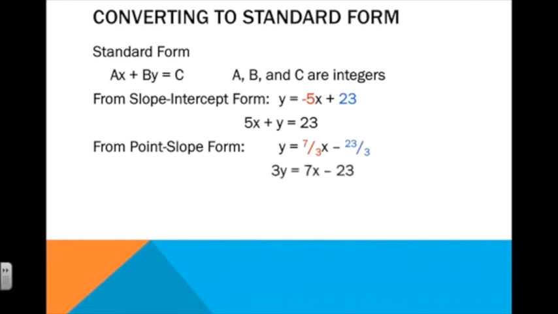We get 3y equals 7x minus 23. Notice the 3's canceled out. Don't forget to be fair to both sides. We multiply the y by 3 as well. We subtract 7x. We get negative 7x plus 3y equals negative 23. And now both of those equations are in standard form.